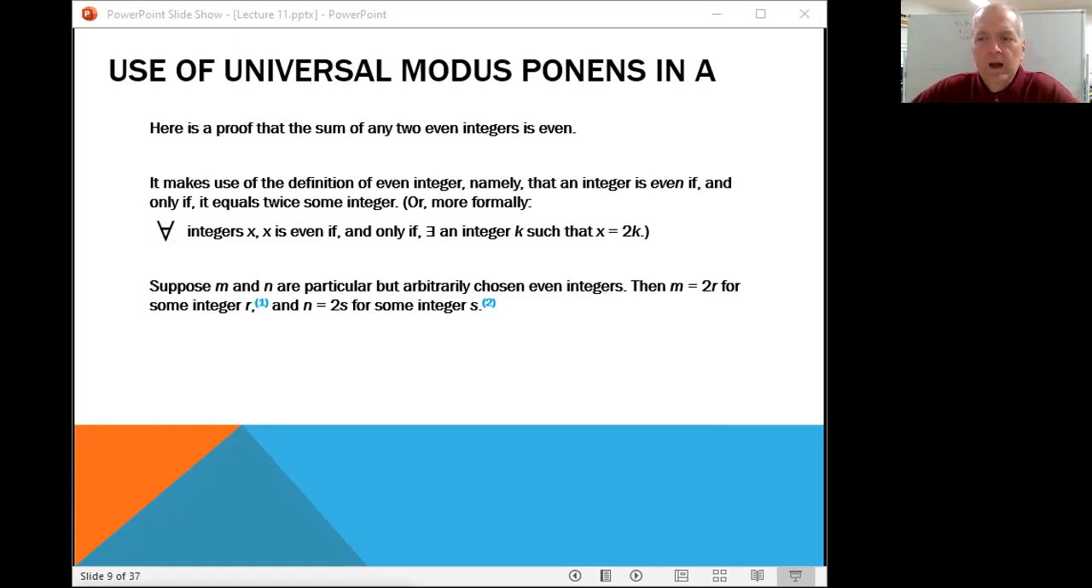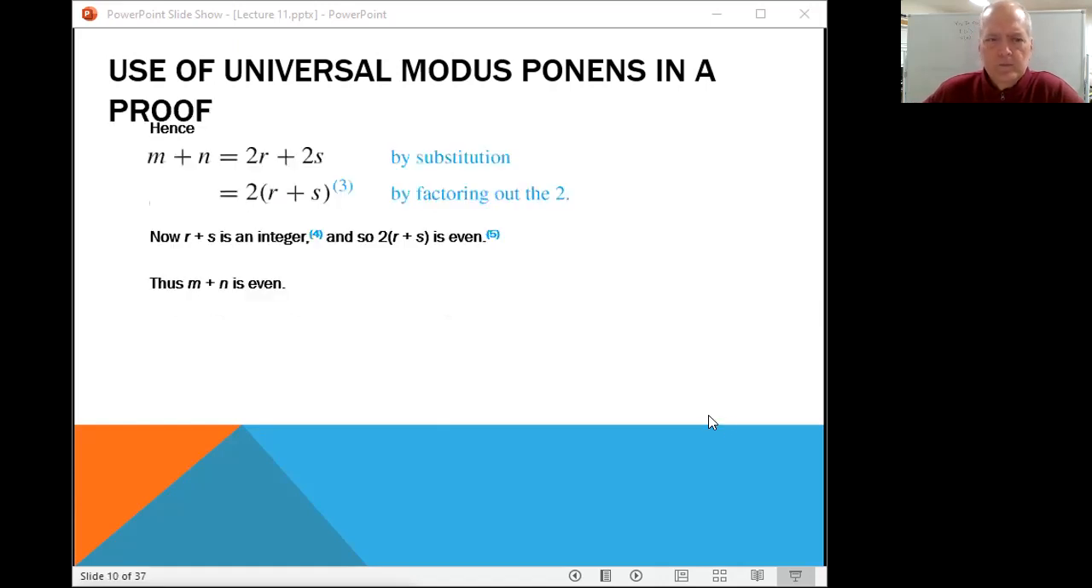So if we have two particular but arbitrarily chosen even integers, m and n, we can say m is equal to 2 times r for some integer r, and n is equal to 2 times s for some integer s. So we get m plus n is equal to 2 times r plus 2 times s by substitution. Then by factoring, we get 2 times (r plus s).